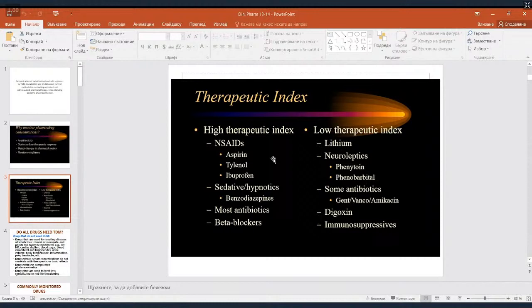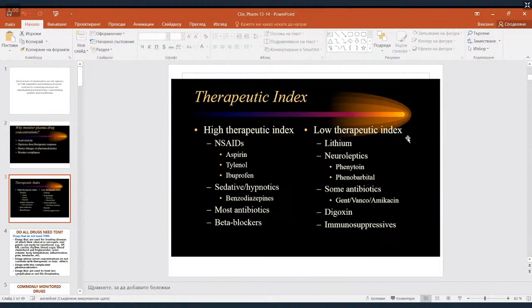This is only 6. So the therapeutic index of paracetamol is 6, and of ASA is 100. This is so with other drugs as well, like lithium and some neuroleptics like phenytoin or phenobarbital, which have a very low therapeutic index. Low therapeutic index means that these drugs have a very high potential of causing toxic effects with very small increases in dose.